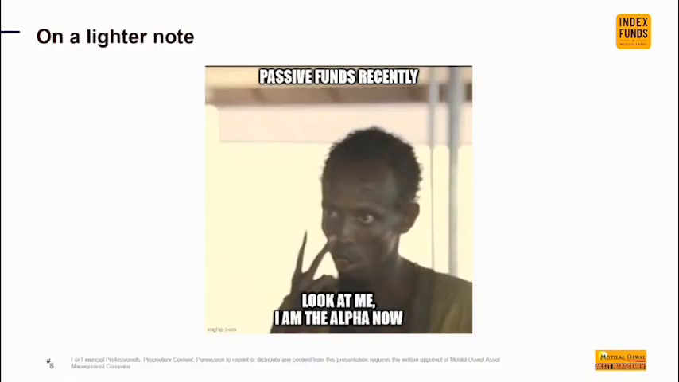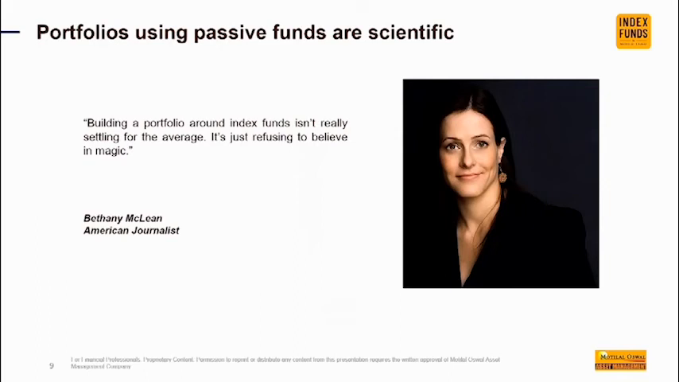In the last 2 years, a lot of people are saying, just look at me. This is on a lighter note, but this actually makes our life much simpler. When you go to passives, it's not that you are settling for averages. You refuse to believe in magic, that somebody, XYZ, will come and give me that alpha. This is what a passive strategy talks about, and that is how one should look at passive strategy altogether.